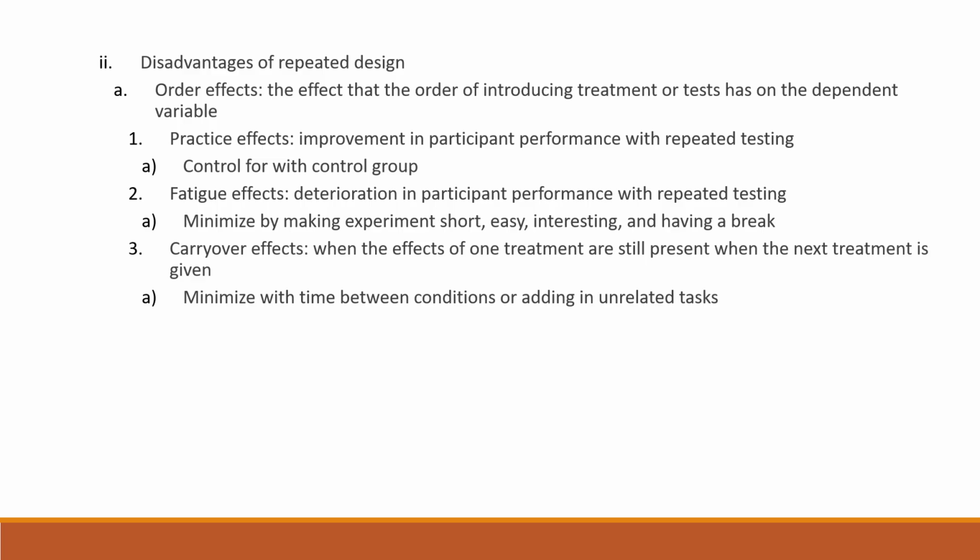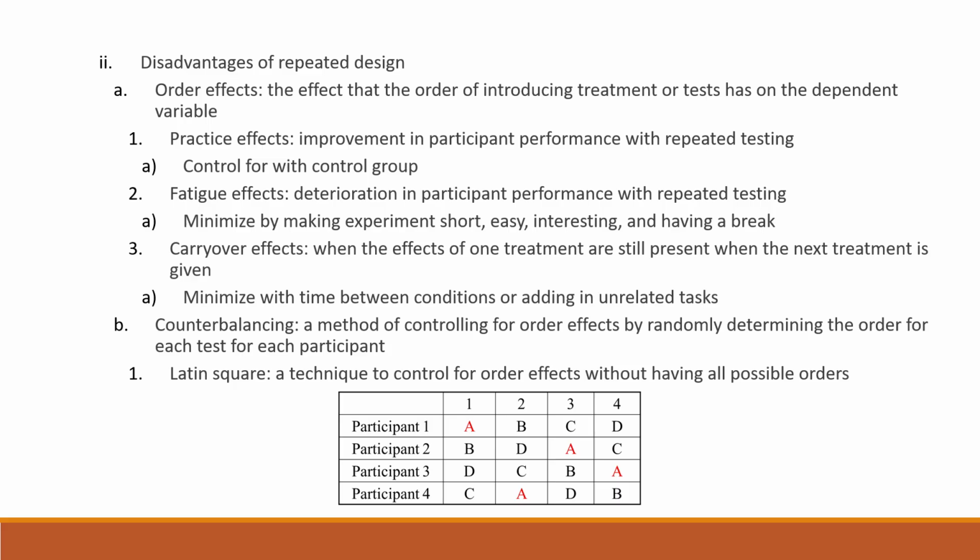or do other activities. We can also minimize order effects through counterbalancing, which is a method of controlling for order effects by randomly determining the order for each test for each participant. So if we want to know if mindfulness or talk therapy is better for reducing anxiety using a within subjects design, maybe half the participants go to mindfulness training first before attending talk therapy, and the other half does the opposite, receiving talk therapy before mindfulness.